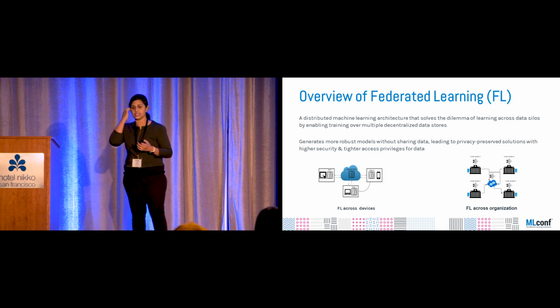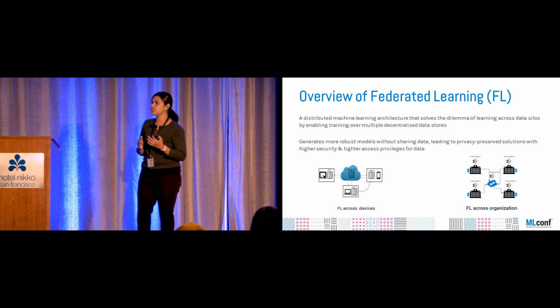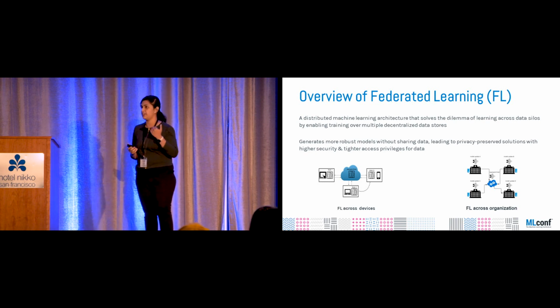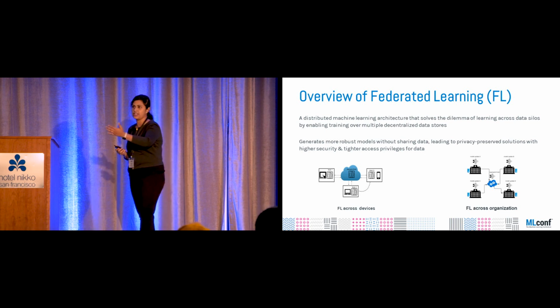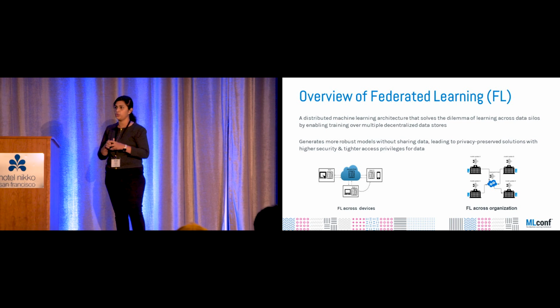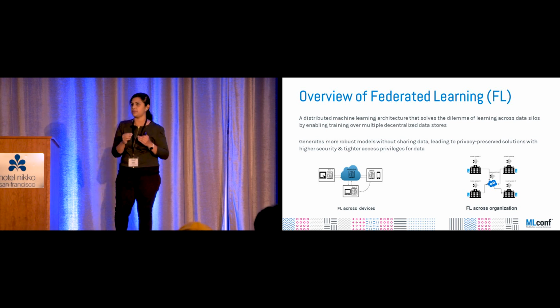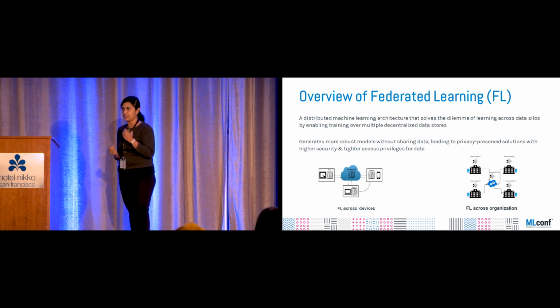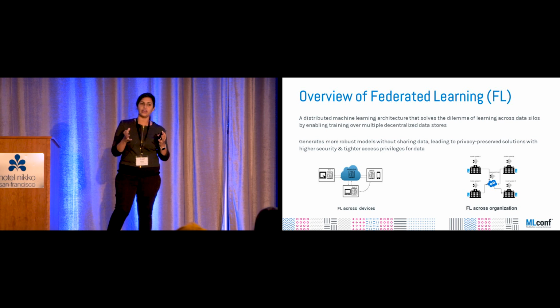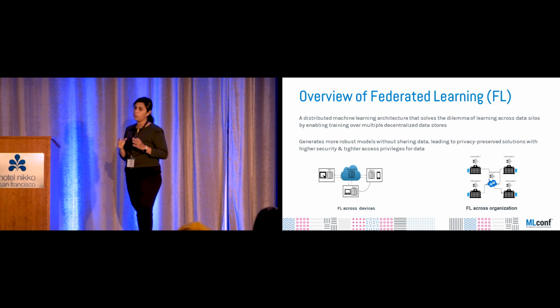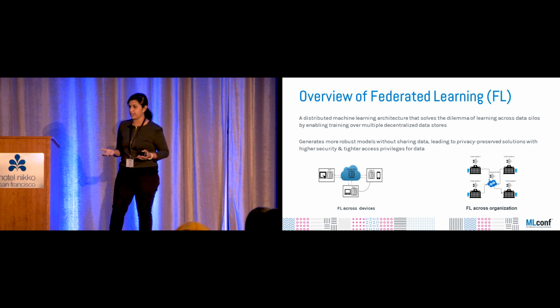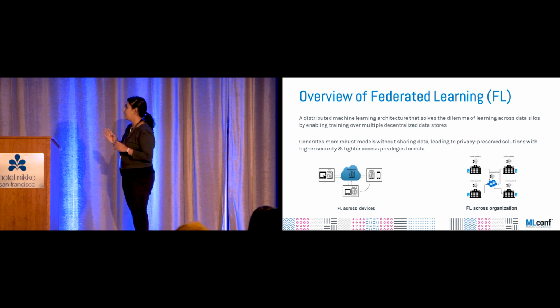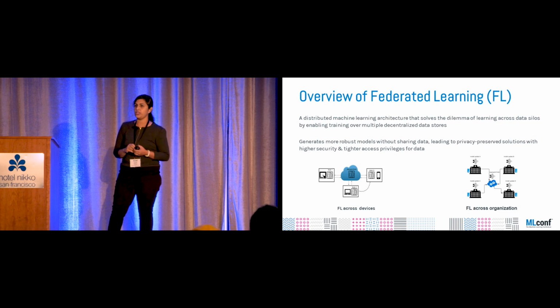Now, as I said, it's a distributed machine learning architecture, which essentially will try to solve the problem that you have with a centralized system. You might want to bring your data to your centralized server. This will help you solve that problem. You are able to have your data at each of your systems, IoT devices, and you're only sending your updates to your centralized model. So essentially, what you're doing here is you're bringing your model to your data rather than taking your data to your model. And that helps you to generate more robust models without sharing data, thereby leading us to have extremely privacy-preserved solutions with higher security.